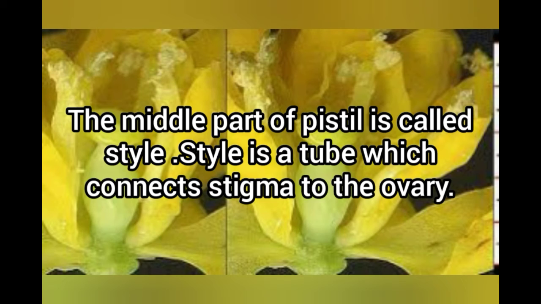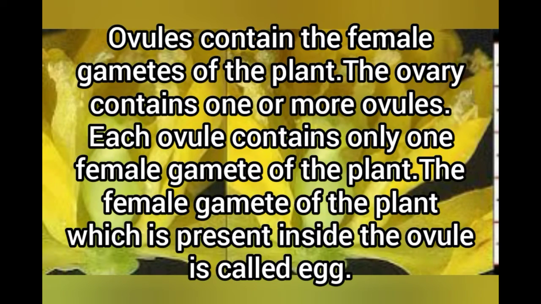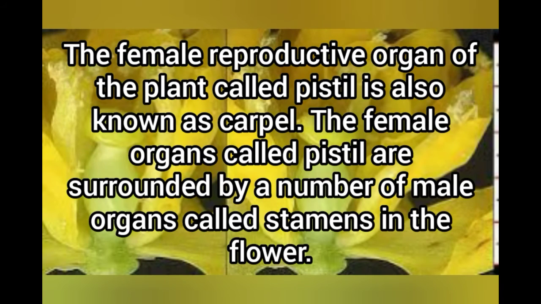Then the middle part of the pistil is called style. Style is a tube which connects the stigma to the ovary. The swollen part at the bottom of the pistil is called ovary. The ovary makes ovules and stores them. Ovules contain the female gametes of the plant. The ovary contains one or more ovules. Each ovule contains only one female gamete of the plant. The female gamete of the plant which is present inside the ovule is called egg.